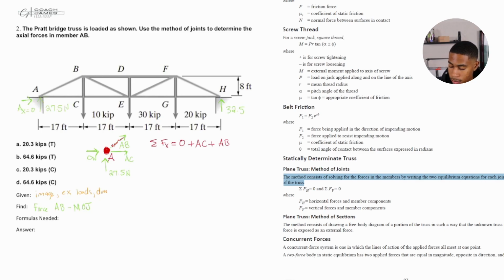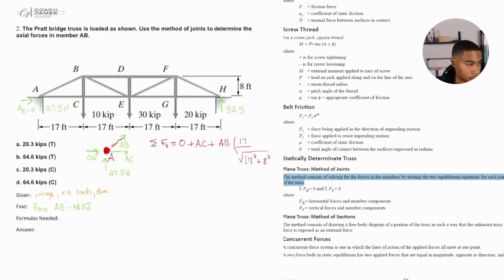So I would need to say, okay, what's the x component of this? So my x component would be 17 over, since they don't give us that value, 17 over the square root of 17 squared plus 8 squared.